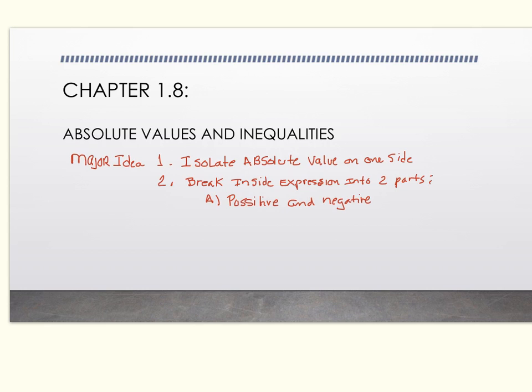So the major idea about the absolute value is that you're going to isolate the absolute value on one side of the equation or inequality. And then you're going to break the inside expression of the absolute value into two parts, a positive part and a negative part. And we're going to show you that in just a second.